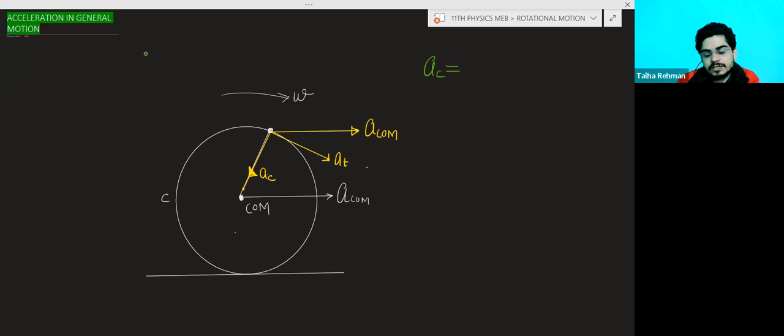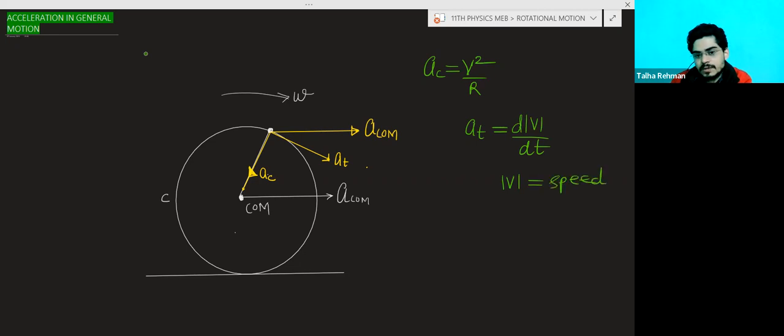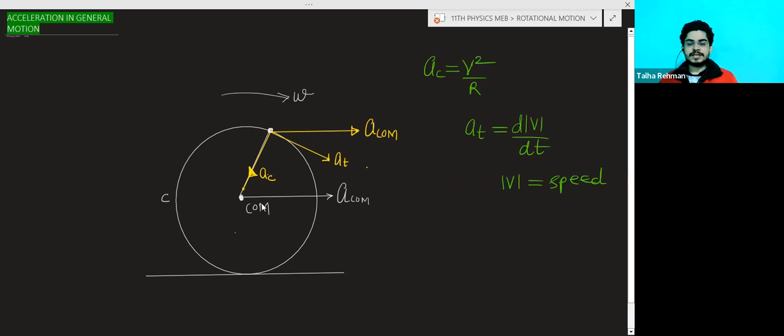Centripetal acceleration is given by the speed with which the particle is moving, square of that divided by the radius of the circle in which the particle is moving. And tangential acceleration is basically rate of change of speed, d|v|/dt. |v| is basically speed, and A_COM is basically the acceleration of center of mass.